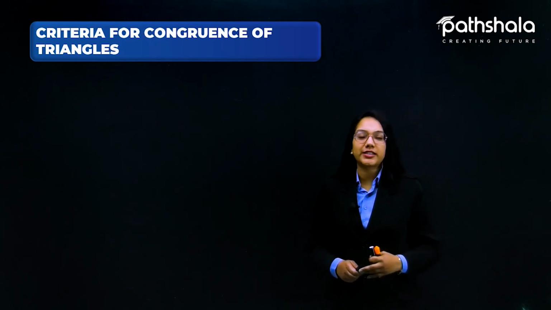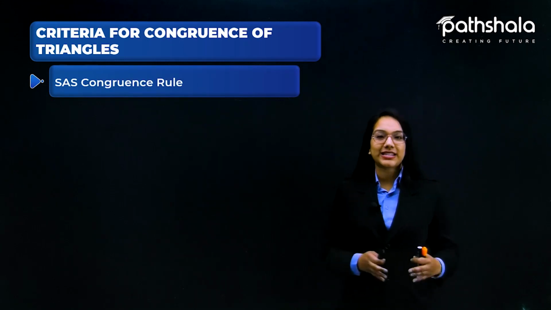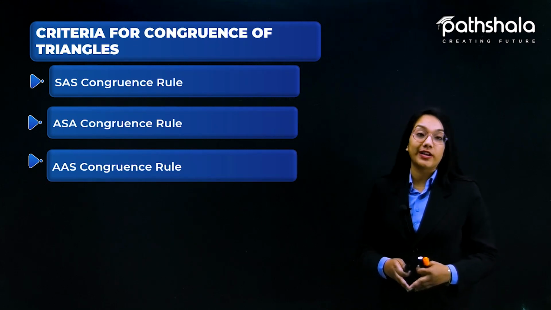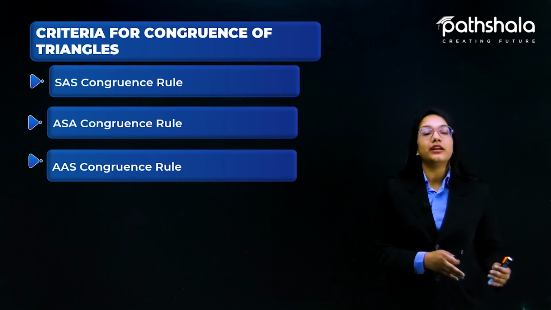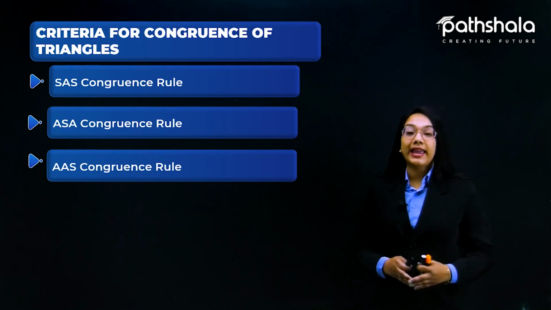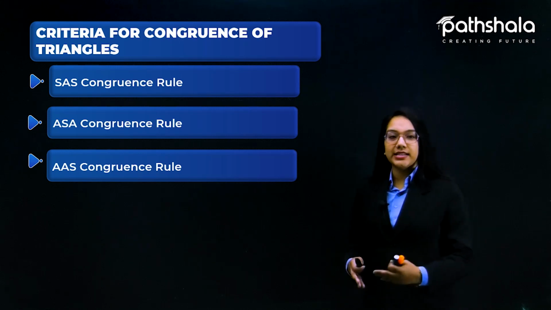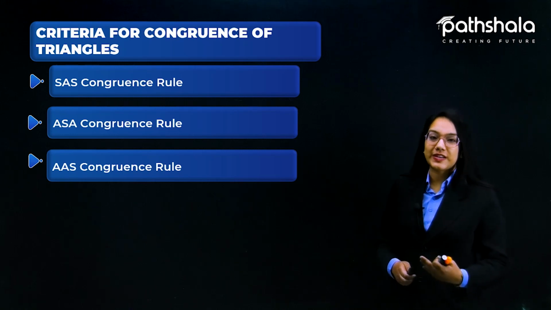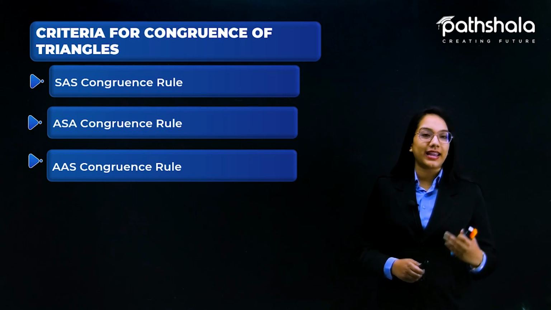In this chapter we will discuss the three basic criteria, called the SAS congruence rule, ASA congruence rule and AAS congruence rule. SAS represents side angle side, ASA represents angle side angle, and AAS represents angle angle side. A represents angle and S represents side.